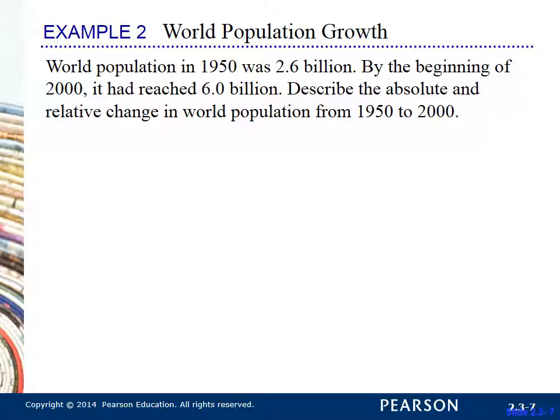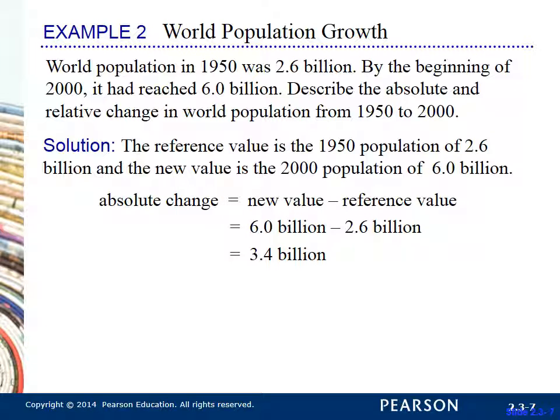All right, so here's our example: world population was 2.6 billion in 1950. It had grown quite a bit by the year 2000. It had reached 6 billion. Wow. Describe the absolute and relative change. So absolute we're going to be subtracting. Relative we're going to be dividing. To get the absolute, we take our new value of 6 billion and subtract that thing called the reference value, the one we started with, to get 3.4 billion.